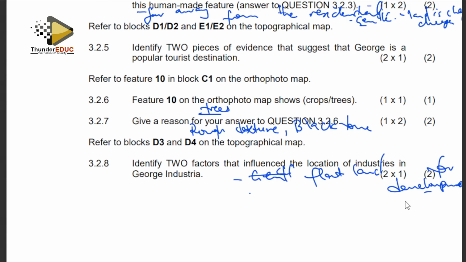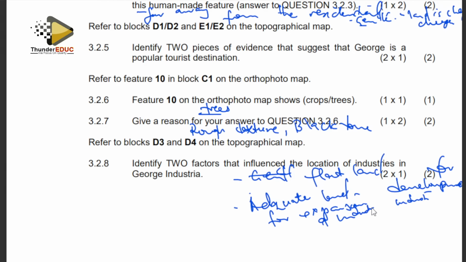Remember, I told you that you don't write just flat land for industrial development. Then adequate land for what? For expansion of industries. Remember, when you look at the southwest, there is a lot of land that is free. Then talk about the transport routes.